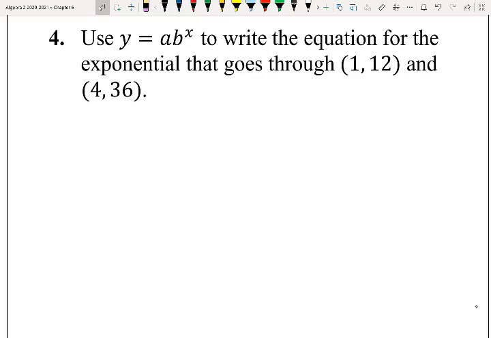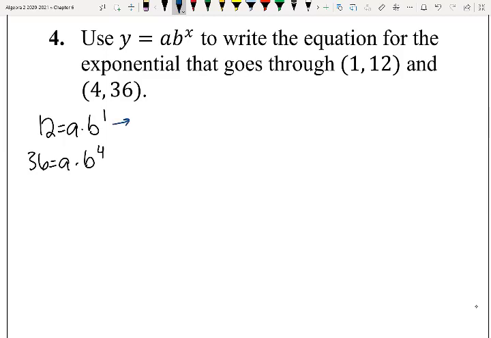So again, I'm going to go ahead and write my system. I will say, all right, well, y equals a times b to the x power, y equals a times b to the x power. So I just have 12 equals a times b to the first, and 36 equals a times b to the fourth. Once again, my a is always going to be the easiest one to solve. I would even solve it in your top one because it's super straightforward.